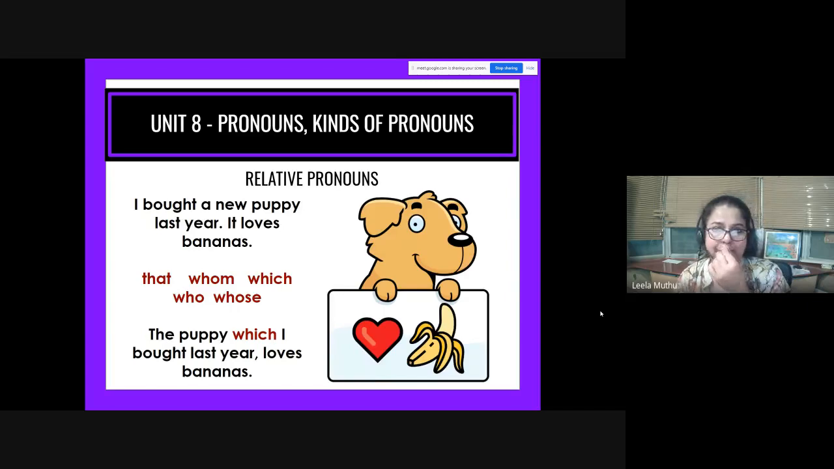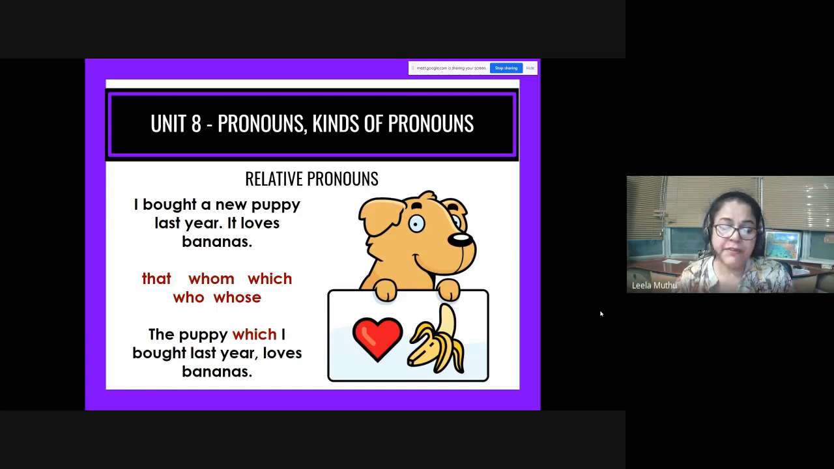All right, so some more examples to show the use of relative pronouns in sentences. I bought a new puppy last year. It loves bananas. I bought a new puppy last year, which likes bananas. We don't repeat the it. I bought a new puppy last year, which loves bananas. Or the puppy which I bought last year loves bananas. The second part of the sentence, which is actually what has been written on the slide, is the correct answer.